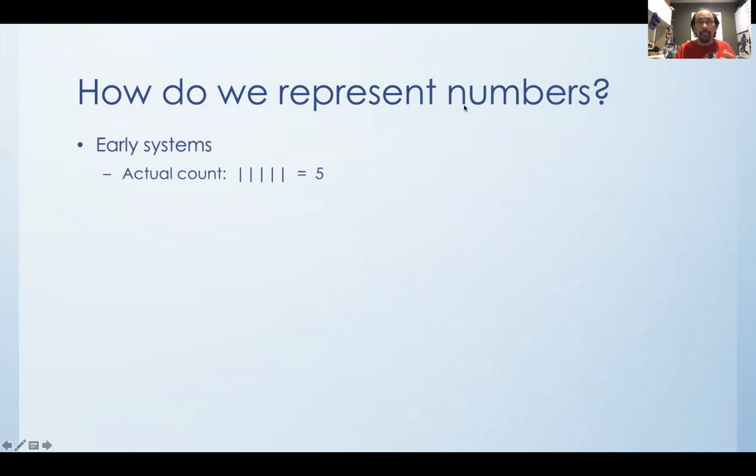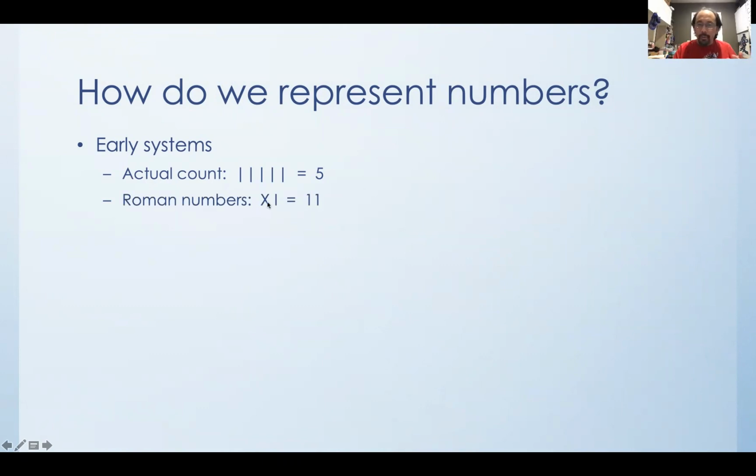in the past, or maybe a long time ago. Perhaps we counted just by using sticks. And to represent the number 5, I had 5 sticks. Then, if I have 11, what do I have? I have 11 sticks. That's kind of a lot.